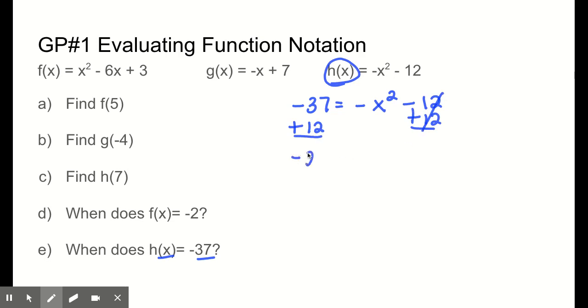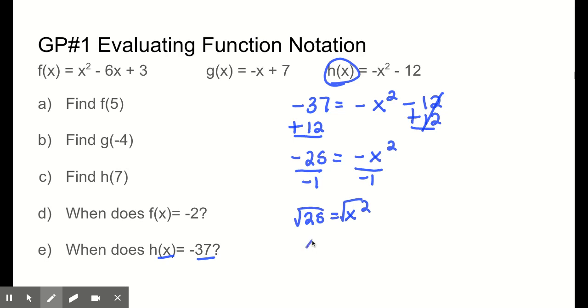So this is going to give us -25 is equal to -x squared. In order for me to square root, I have to get the x squared completely by itself. So this negative has to leave. So I'm going to divide both sides by -1. I get 25 is equal to a positive x squared. And now I can square root both sides.